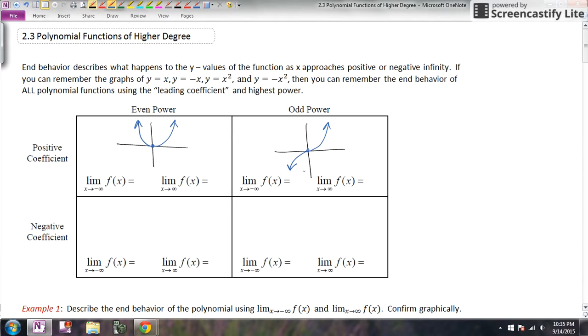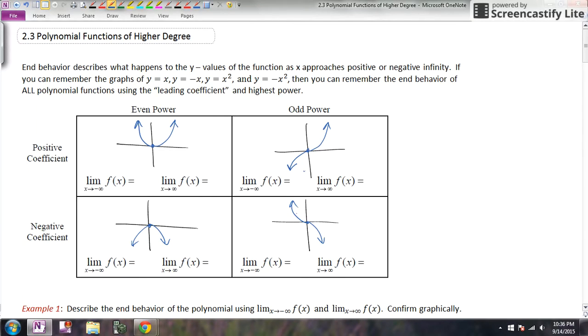And if you have a negative leading coefficient, then the right side will go down. So that would be actually true, I should tell you, on both of these. So a negative coefficient will make the right side go down. But if it has an even power, well, then we know that the left side will also go down. And if it has an odd power, we know the left side will go up. And so how do you write that end behavior? Well, there it is underneath.